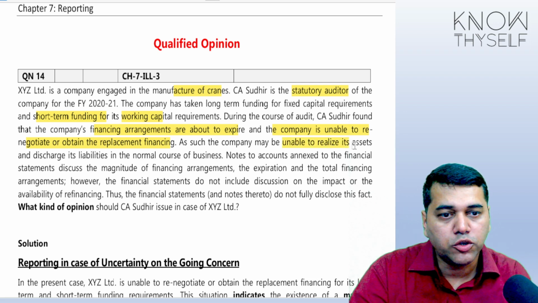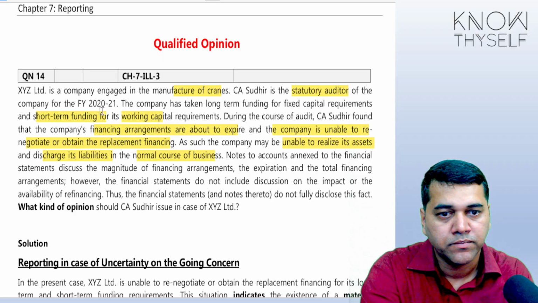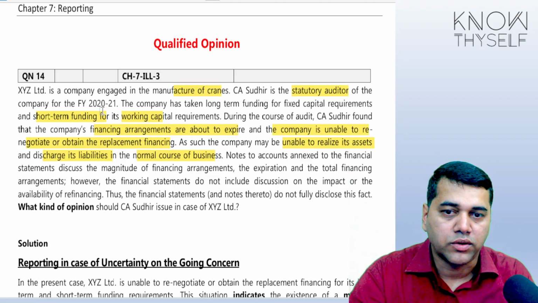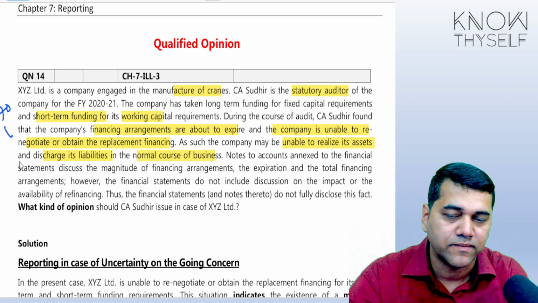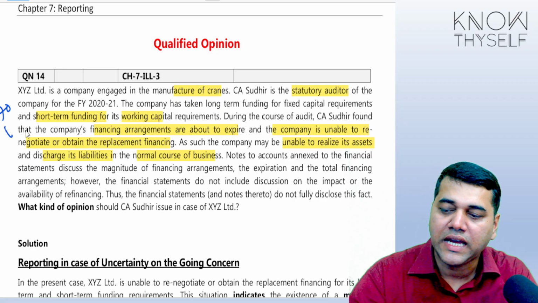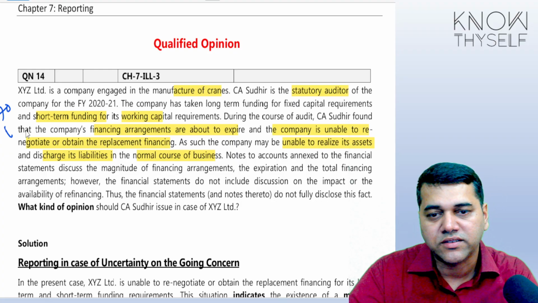The company may be unable to realize its assets and discharge its liabilities in the normal course of business. That means the money in which they have invested this loan, they are not in a position to sell it immediately. Now, when you read up to here, it looks like SA 570 going concern, because this is a situation where your commitments have expired now. You have to pay money, but you don't have assets.